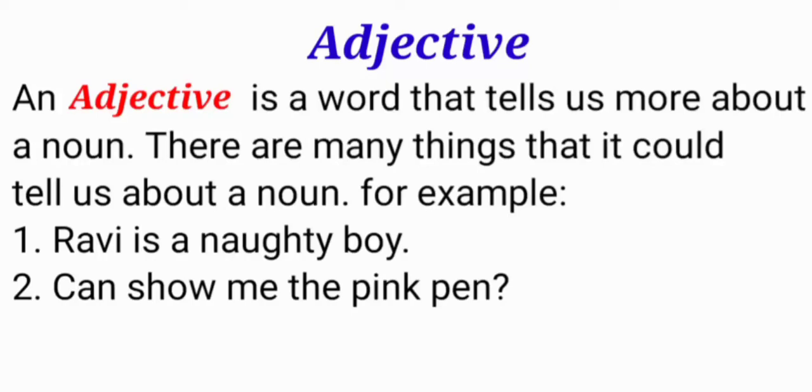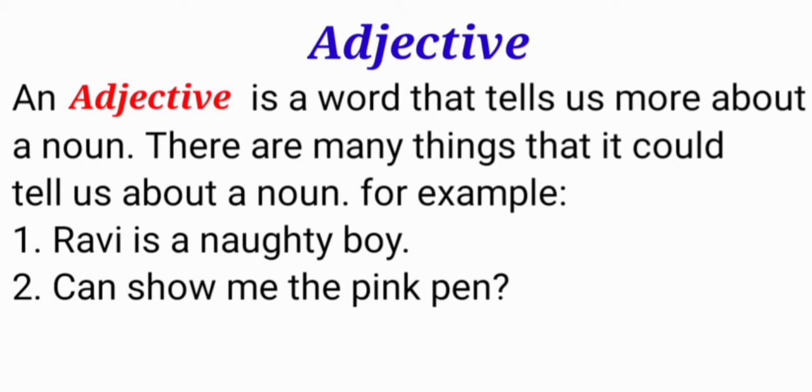In this video we are going to study about adjectives. First of all we will see the definition. An adjective is a word that tells us more about a noun. There are many things that it could tell us about a noun. By seeing the definition we can understand that an adjective is a word that tells us more about a noun.